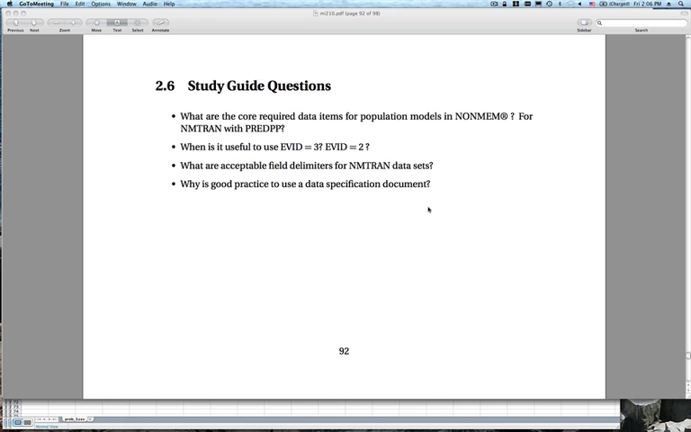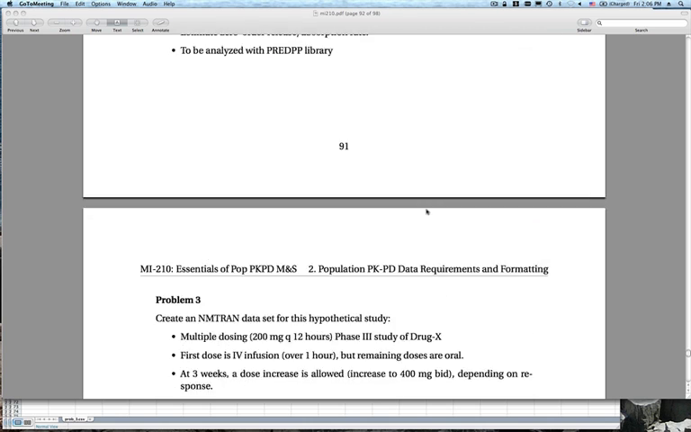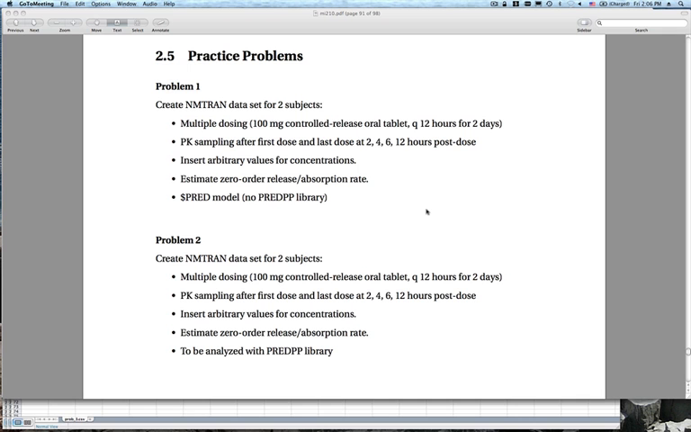Let's move on now to the practice problems if there are no questions on the study guide questions. I had asked you to create NMTran datasets for 2 subjects for a couple of different conditions. And I said focus on number 2 and 3 here. Problem 1 isn't all that relevant.